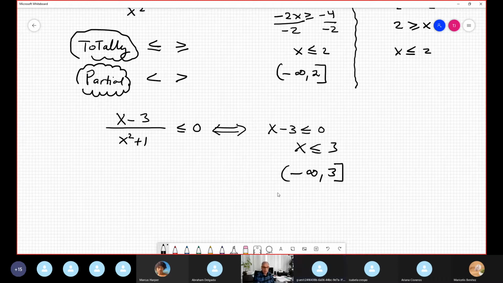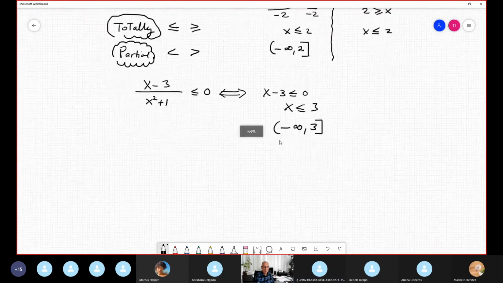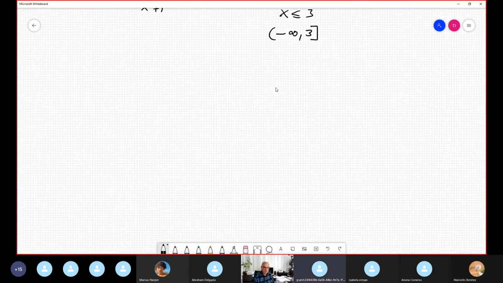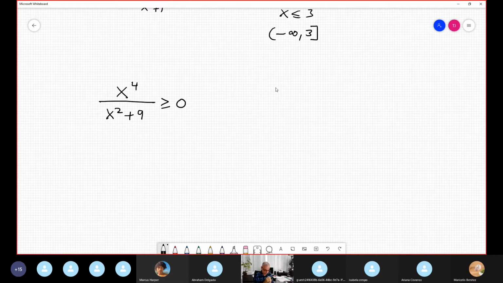Okay, let me complicate your life a little bit. Suppose this: x to the 4th power divided by x to the 2nd power plus 9 greater than or equal to 0. What do you think about it? This is confusing. I created this example to confuse you.